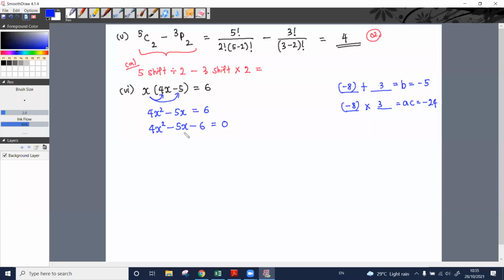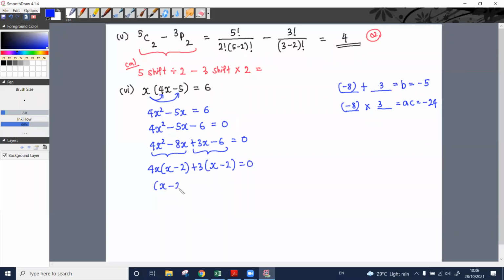Right. So here we need to do what? We need to split the term in the middle. 4x squared minus 8x plus 3x minus 6 equals 0. Then we need to couple them. Here in the first couple, what is the common factor? That is 4x. Take it outside. Within the bracket, it should be x minus 2. In the second couple, the common factor is 3. Within the brackets, it should be x minus 2.